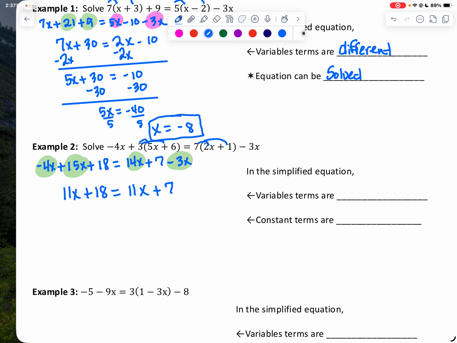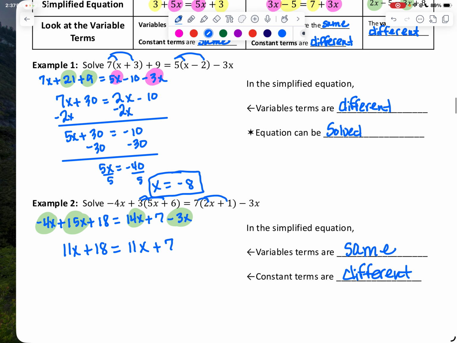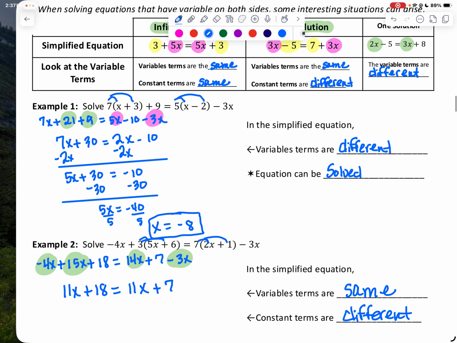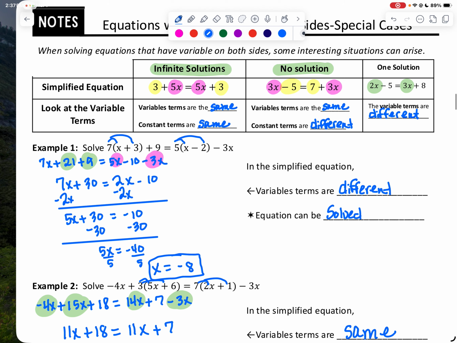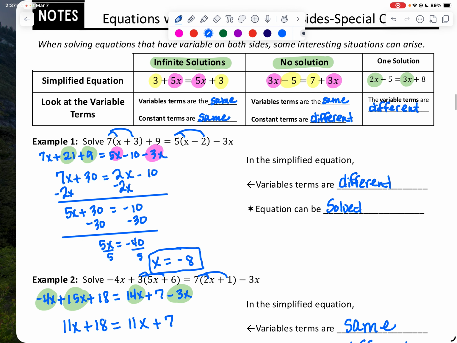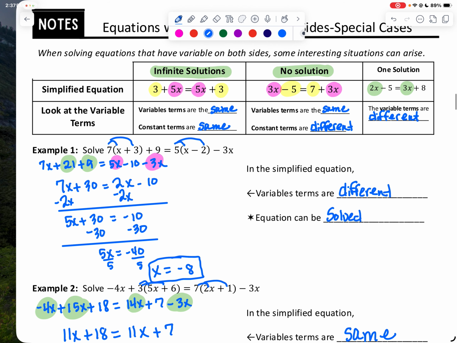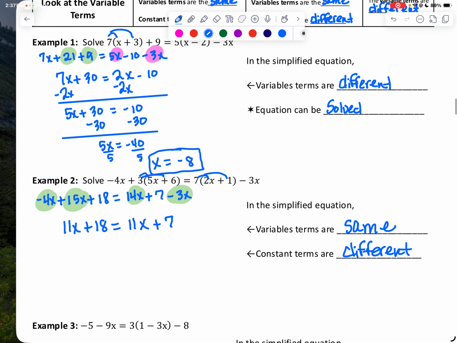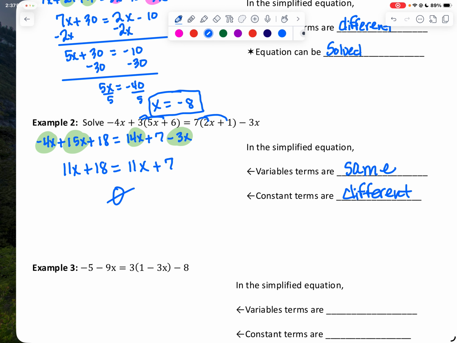In the simplified equation, the variable terms are the same, and the constant terms are different. So that means we do not need to solve this problem. Look at the chart above to see how many solutions this equation has. The variable terms are the same, the constant terms are different, and according to our chart, that is no solution.